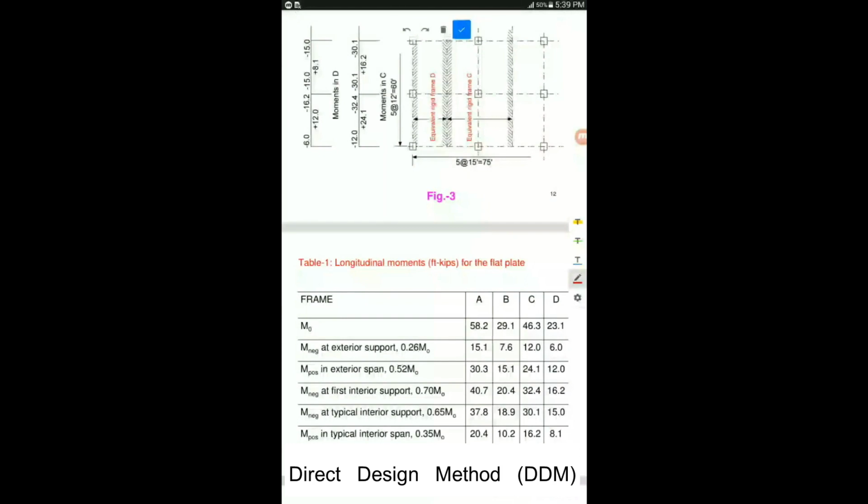These are the coefficients which have been taken from the cases. This was the total factored static moment for each of the 4 rigid frames. For location 1, the coefficient we have selected from the case was 0.26. Similarly, the coefficient for location 2 was 0.52 from the cases. Then this is for 3. These two are the typical values. The fourth one is always 0.65 of M0, and this is for 5, 0.35 of M0. So this has been shown in tabular form, and previously I showed you in graphical format.